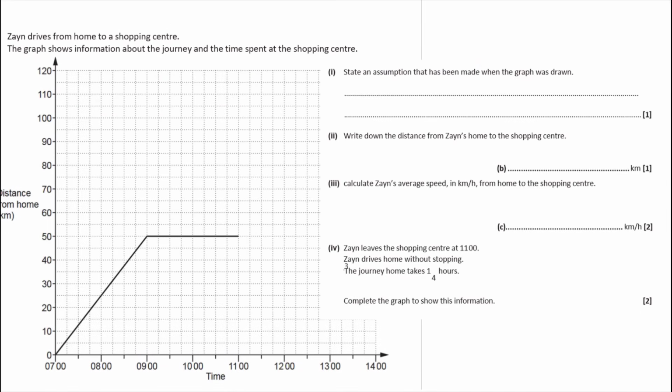Zane drives from home to a shopping centre. The graph shows information about the journey and the time spent at the shopping centre.